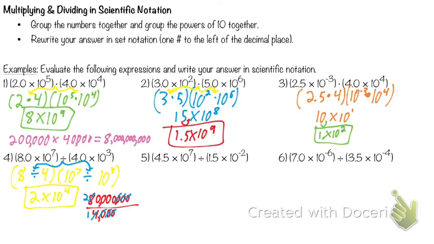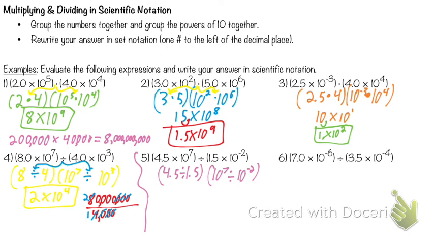Can anyone help me set up number 5? Okay, Courtney, go ahead. 4.5 divided by 1.5. Very good. And then 10 to the 7th divided by 10 to the negative 2. Very good. Group the normal numbers together, group the powers of 10 together. This time, we're dividing in the parentheses instead of multiplying.